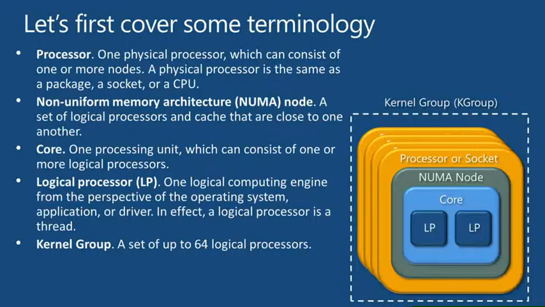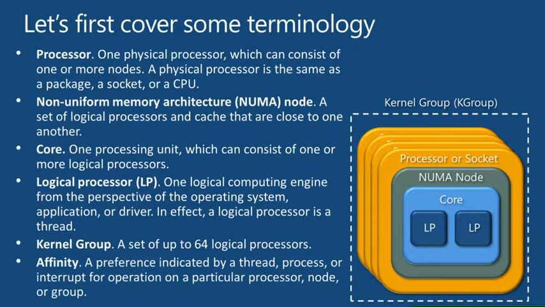Kernel group: everything that we've seen so far is a hardware definition. Kernel group is Windows specific. If you have more than 64 logical processors, Windows groups them into kernel groups, so you can have multiple kernel groups depending on the number of logical processors you have. And finally, affinity. Your application, your process, can set an affinity to a specific processor so that the resources of that processor are dedicated just to your application. So if you have a line of business application that needs to be up all the time with excellent response rate, you typically affinitize it to one or more processors.